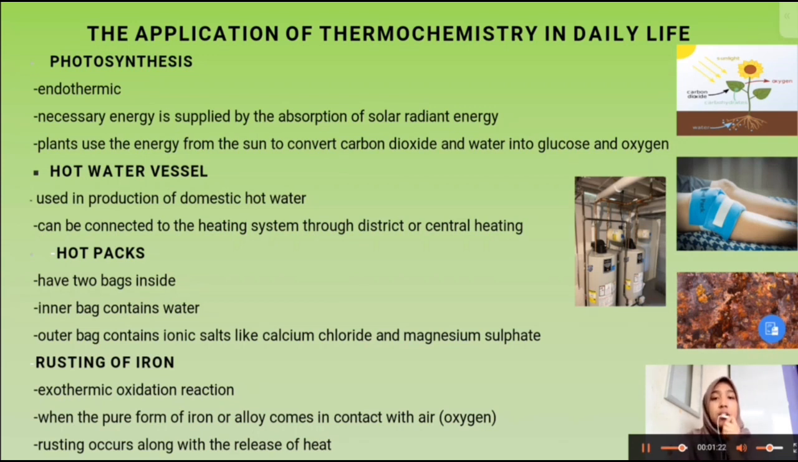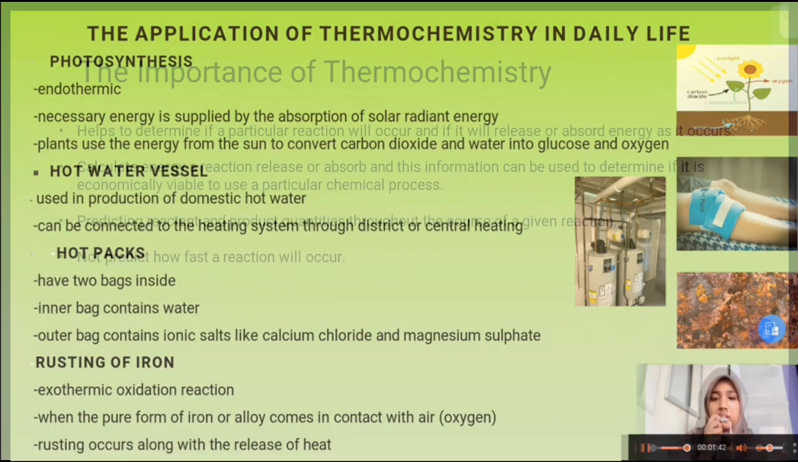Lastly, rusting of iron is the last example that I will talk about. It is also an application of thermochemistry in daily life. Rusting of iron is an exothermic oxidation reaction. When the pure form of iron or an alloy comes in contact with air or oxygen, rusting occurs along with the release of heat.